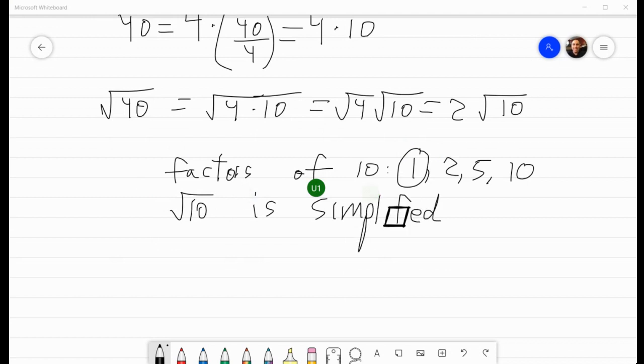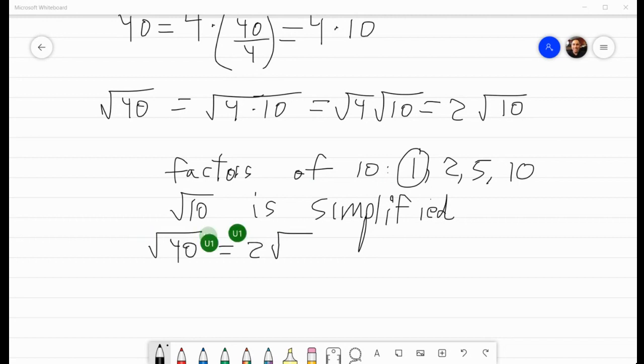So this is simplified. I don't know, for some reason it made a square here. I don't know why that happened, but whatever. Anyway, so we get the square root of 40 is 2 radical 10. Okay, that's good. Okay, I hope that makes sense.